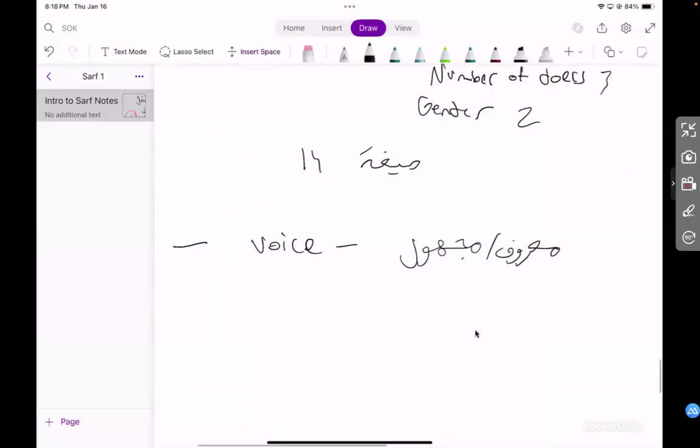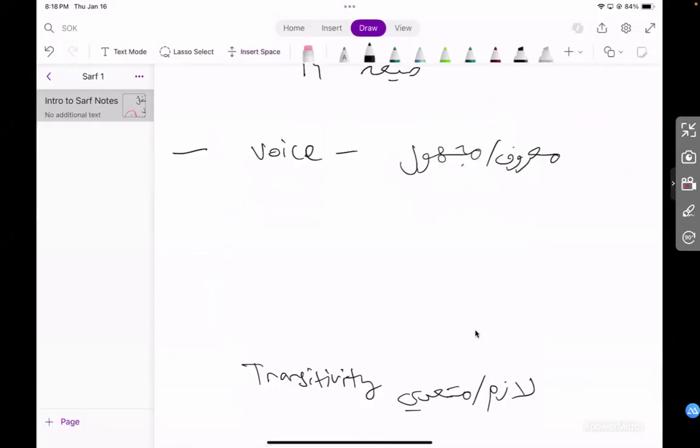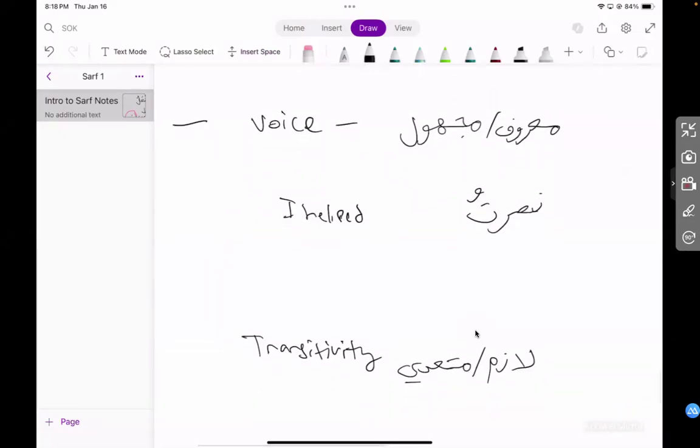So we'll start off with voice. When we have a fi'l, like for example, nasartu, right? That means what? I helped. This is an active voice, right? Why is it active? This is ma'ruf. Active means ma'ruf because I know who the helper is. It's me. I'm the helper, right? So this is why it would be classified as ma'ruf.